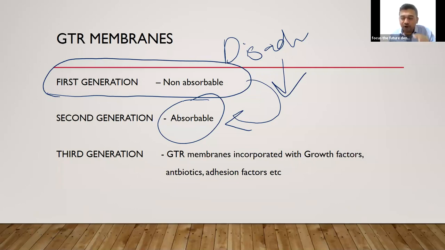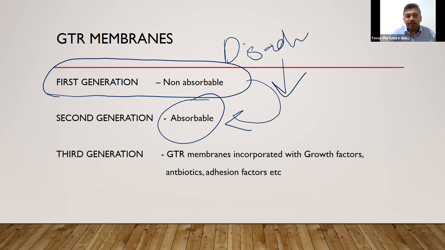So for GTR, they are modified in a different way so that they can be fitted into the wound site. So that is the second generation, the absorbable membrane. After a certain period of time, it resorbs on its own, so you do not need a second surgery.